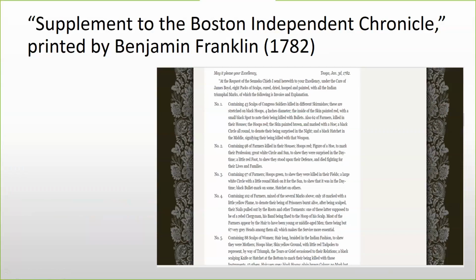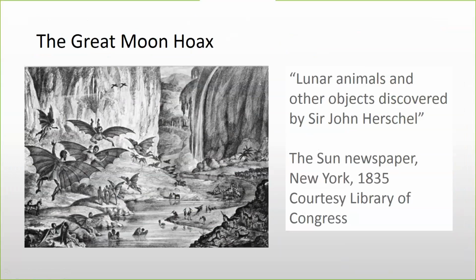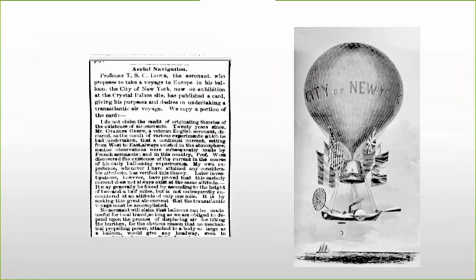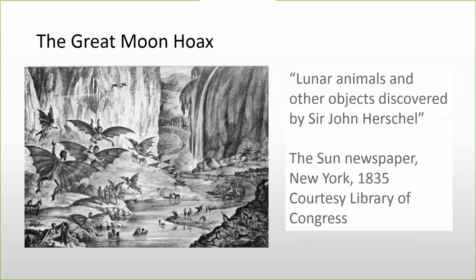Other famous hoaxes that appeared in newspapers include the Great Moon Hoax, a story that appeared in the New York Sun in 1835, claiming that life had been discovered on the moon. The New York Sun was founded in 1833 and it was one of several new penny press papers that appealed to a wider audience at a cheaper price and in more of a narrative style. It was probably pretty exciting to the readers at the time, but the problem was none of it was true.